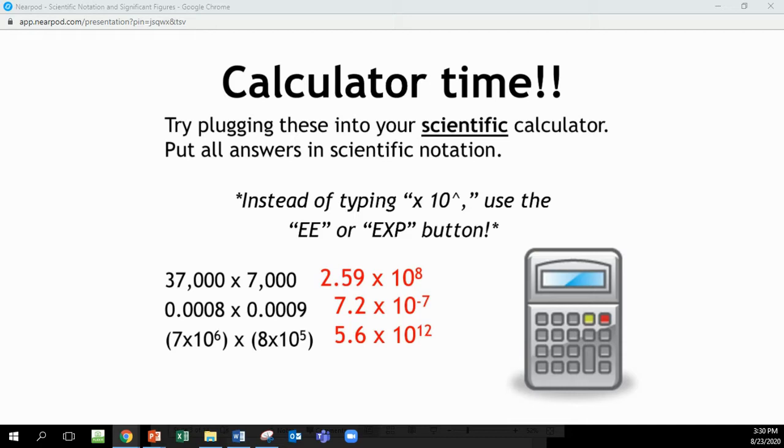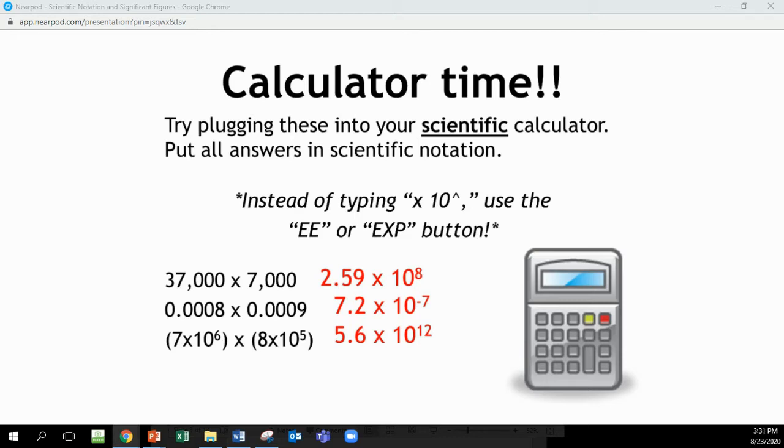Okay, so first thing you want to do is try entering 37,000 times 7,000. And then equals, and it should give you a number. You want to see what something in scientific notation looks like on your calculator. If you do not get 2.59 times 10 to the 8th, then something happened. It might look like 2.59 e to the 8th. If that's the case, then that is correct as well.